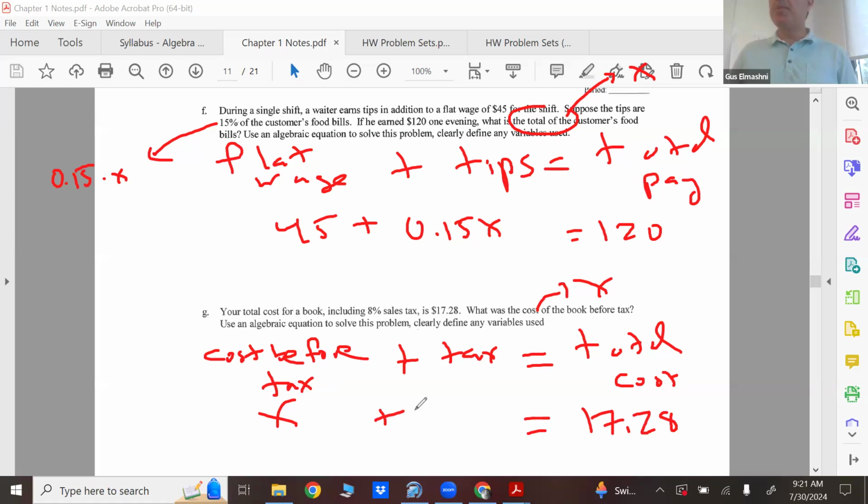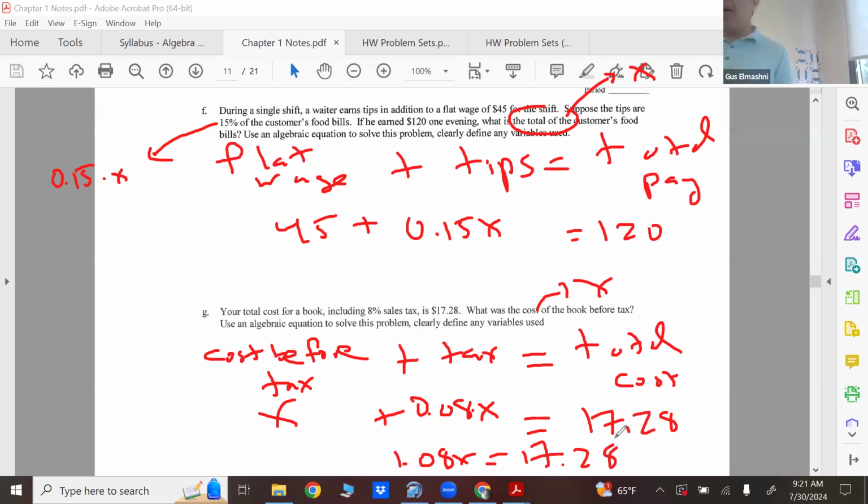Now think about it, what's the percent tax you're charged? 8%. How do you write 8% as a decimal? Point... That's right, thanks. Okay, 0.08. I just have to give my voice a break sometimes. And it's 8% of what? Of the cost of the book before tax. So that's how you have to do it. X plus 0.08x equals that, and then you solve for X, and it's not that hard. If you break it down that way, these word problems are very manageable. They're not that bad. You work it out, and that's how you figure it out.